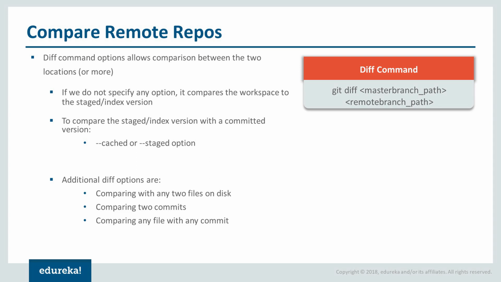To compare the staged version with the committed version, so the committed version is what is in the remote area, we have to use --staged. Additional options are comparing files on the disk, comparing two commits, or comparing files without any commit. So the command is git diff. Let's look at the help for git diff.